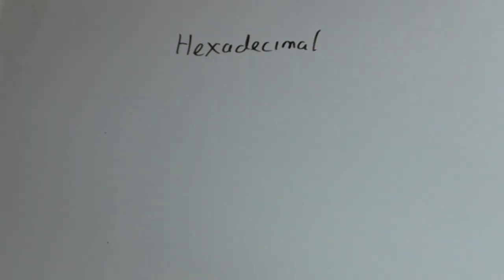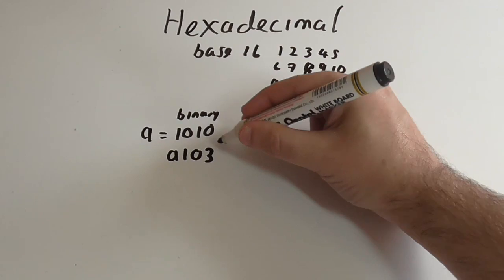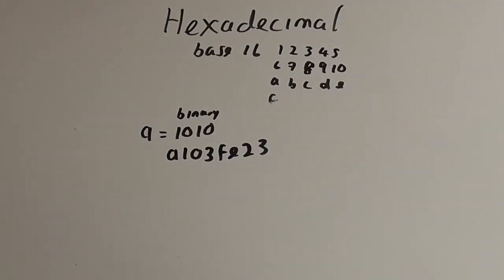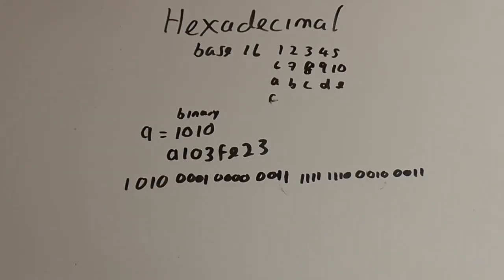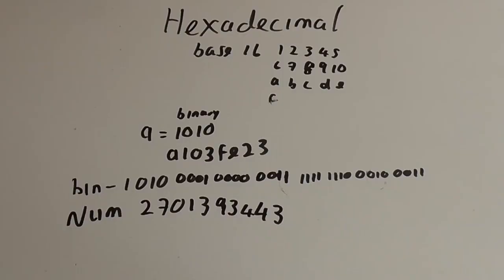A digit in hex can be represented by a 4-bit binary string. For example, A is 1010. A hex number like A103FE23 can be expressed as a 32-bit string like so. We can also translate those binary digits to represent a number like this. Now what we're doing here is translating between different number systems, base 2, base 16 and base 10. Basically the same number can be represented in all three systems and we can freely convert between them.